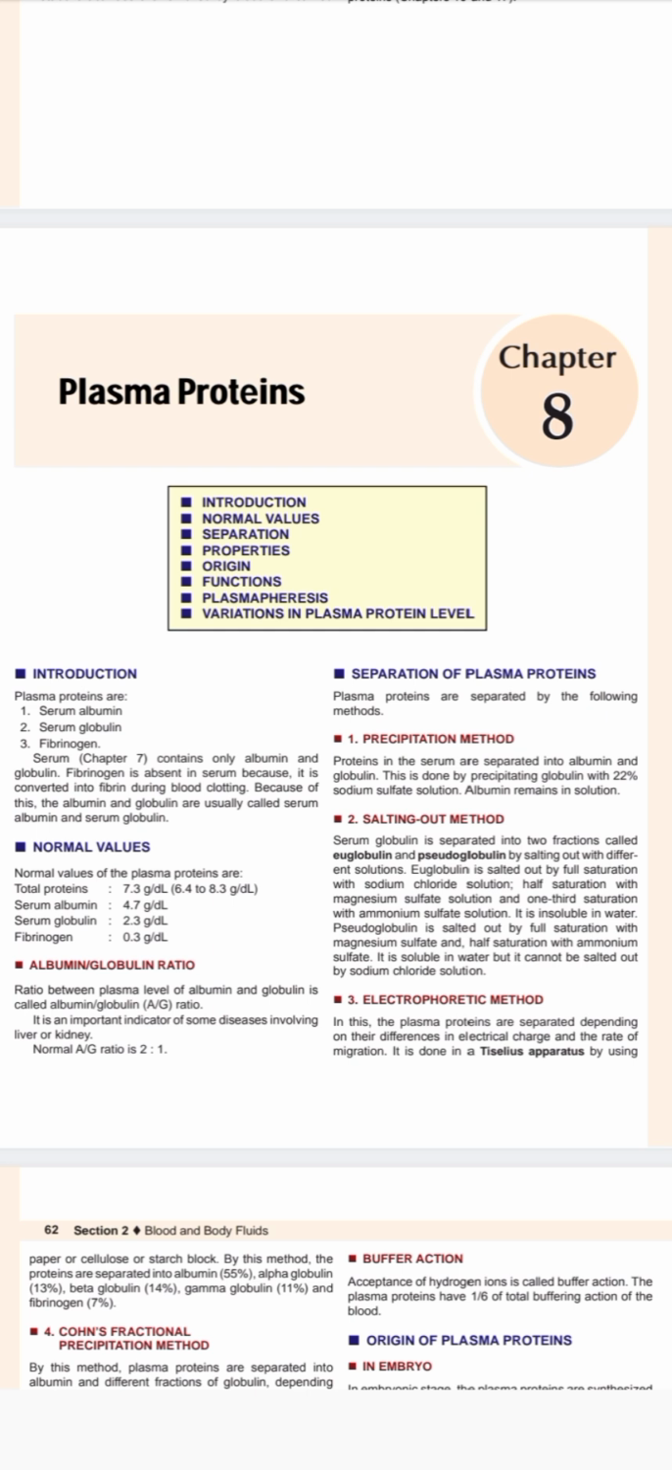The normal value of total proteins is 7.3 gram per deciliter. Serum albumin is 4.7 gram per deciliter. Serum globulin is 2.3 gram per deciliter. And fibrinogen is 0.3 gram per deciliter.